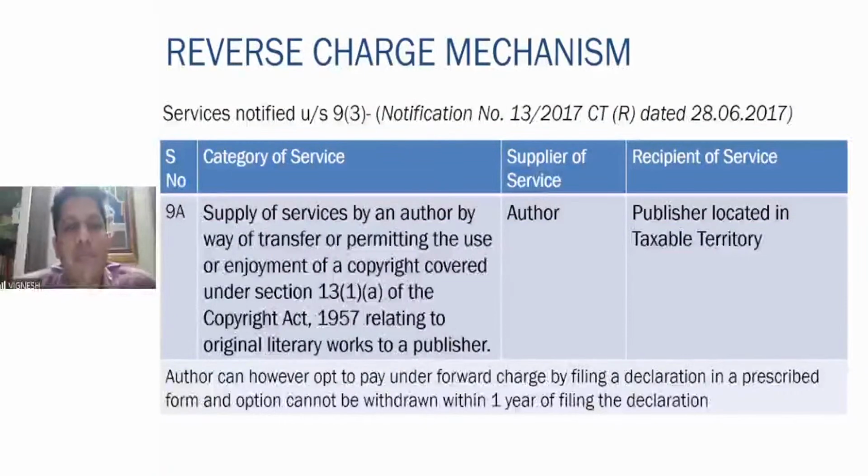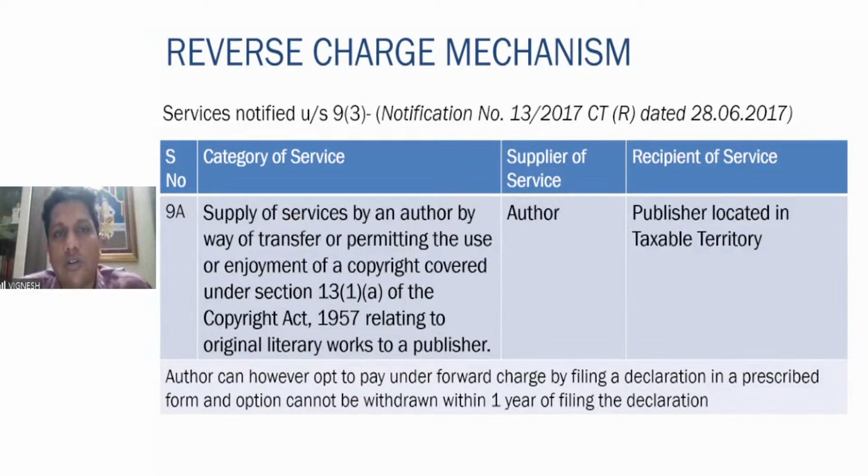Same way, an author is there. An author is transferring or permitting the use or enjoyment of copyright relating to original literary works to a publisher. Okay, original literary works is there. He is transferring or permitting the use of the copyright. So I have written a book. It is totally my copyright. It is totally my property. But I have given the use for publishing, for printing and circulating among the public. I have given it to a publisher located in the taxable territory. Here the supplier is the author, the recipient is the publisher. So in this case, the recipient has to pay on the reverse charge basis.